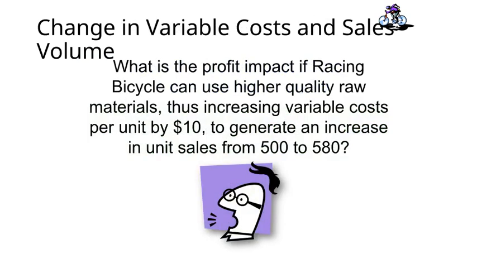Management at RBC believes that using higher quality raw materials will result in an increase in sales from 500 to 580. The higher quality raw materials will lead to a $10 increase in variable costs per unit. Would you recommend the use of the higher quality raw materials? Take a couple of minutes, help management solve this problem before moving to the next slide.